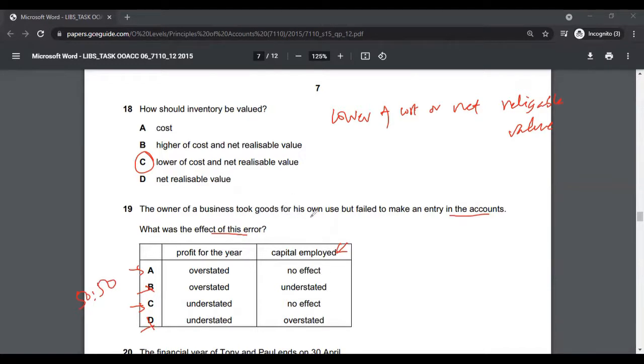The owner of the business took the goods for his own use, but failed to make an entry. So profit for the year would be understated, because the owner of the business did not take his own purchase of goods into the business account. So profit would be understated. The answer to multiple choice 19 is option C.